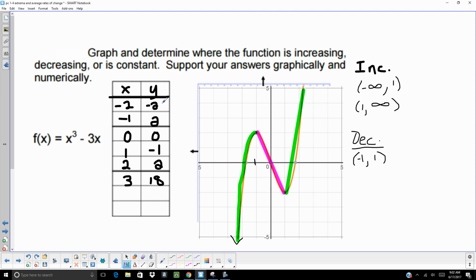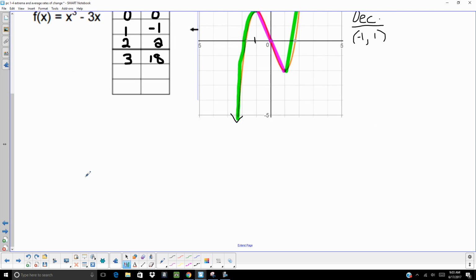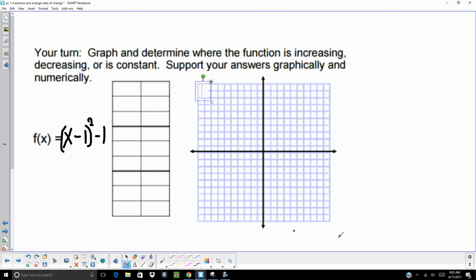It is increasing. My y values are getting bigger, and then they get smaller and bigger. So you can look at that t-table. I personally think it's easier to look at the graph, though. I'm more of a visual person. All right. Take a second, hit pause, try this one on your own.